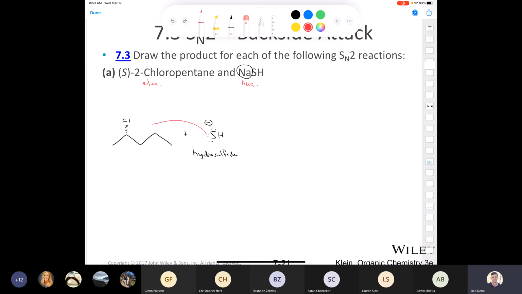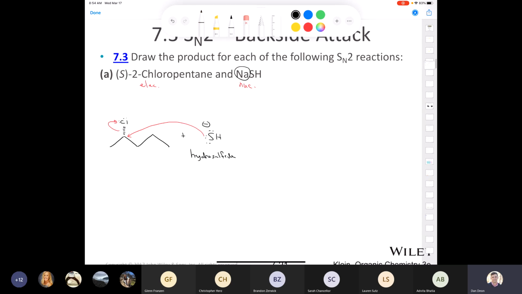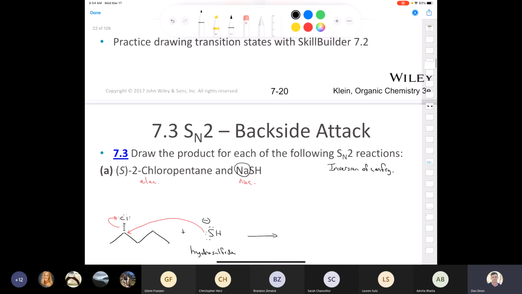We have our nucleophilic attack, and we have our loss of leaving group. Maybe I should even draw the lone pairs on my chlorine like that. And then I'm going to end up with my product. But since this is an SN2 reaction, it is going to occur with inversion of configuration.